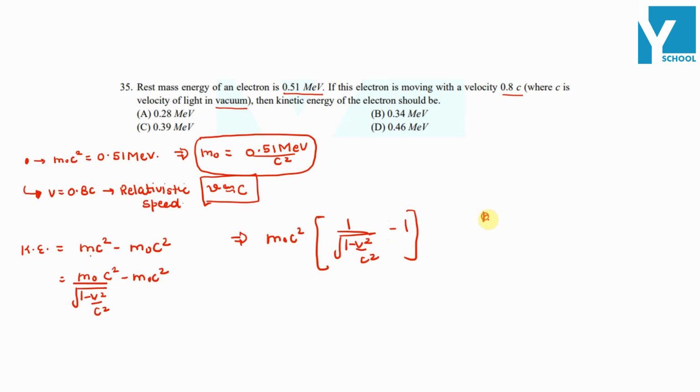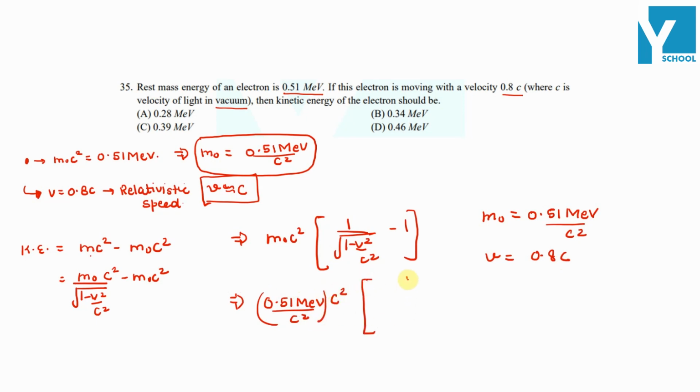So we know the value of m naught, which is equal to 0.51 MeV by c square. And the value of v is 0.8 c. Simply if we substitute the values, we will get 0.51 MeV by c square, that is our value of m naught, into c square. And in bracket we have 1 upon root of 1 minus 0.8 c.